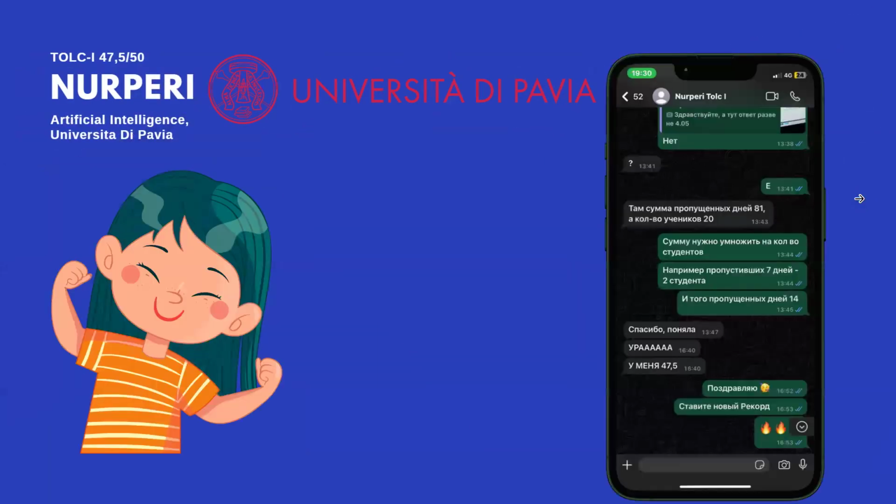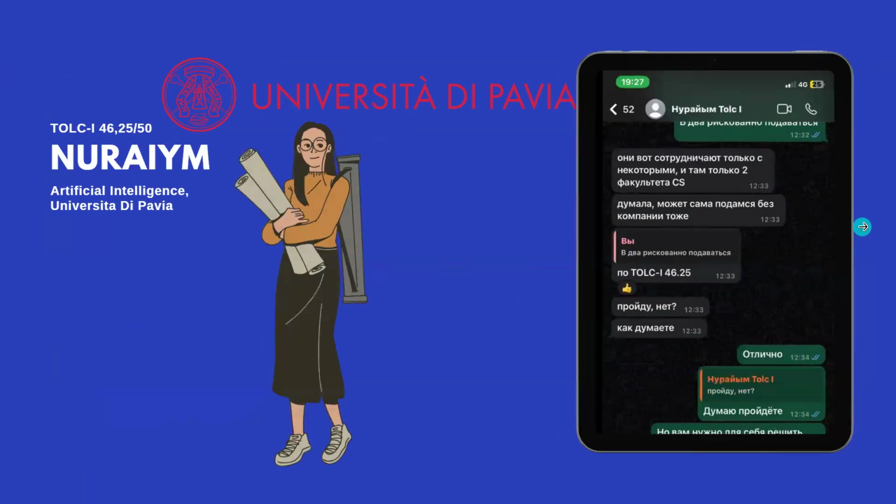She puts number 1 rating in my students. She could score 47.5 out of 50 in TOLC-I, and right now she's studying artificial intelligence in the University of Pavia. The same here, Noraim. She's studying in the same university and the same program, and she scored 46.25 out of 50.